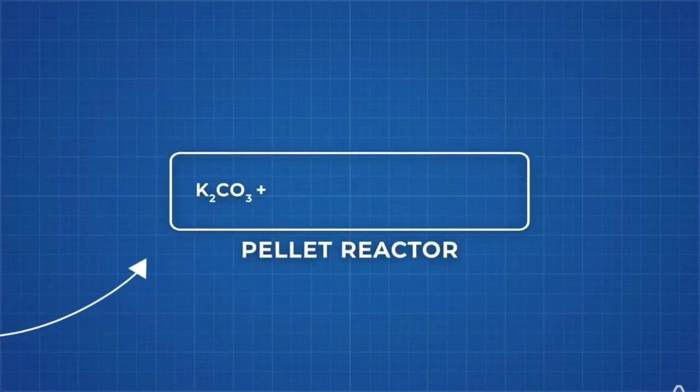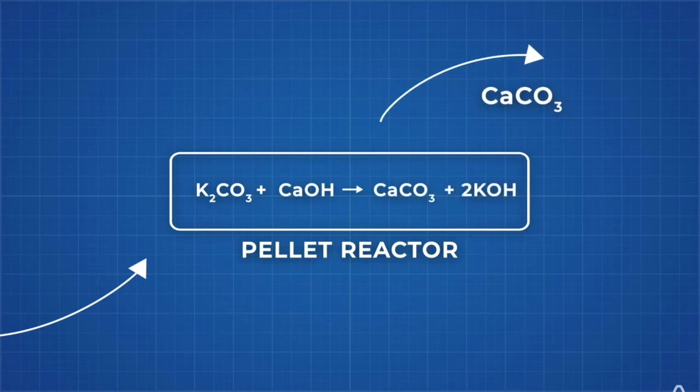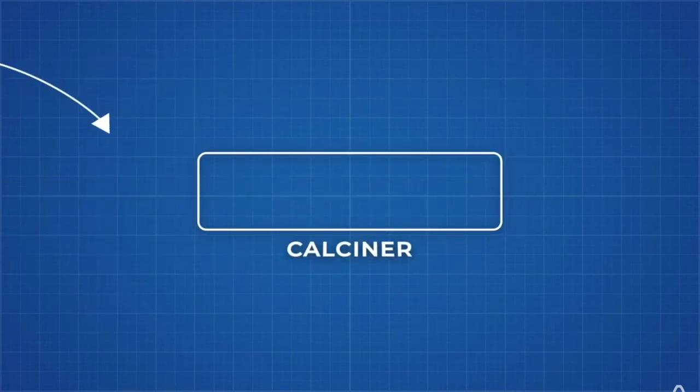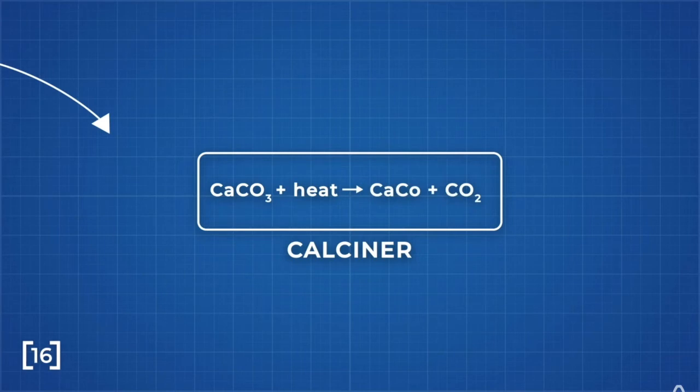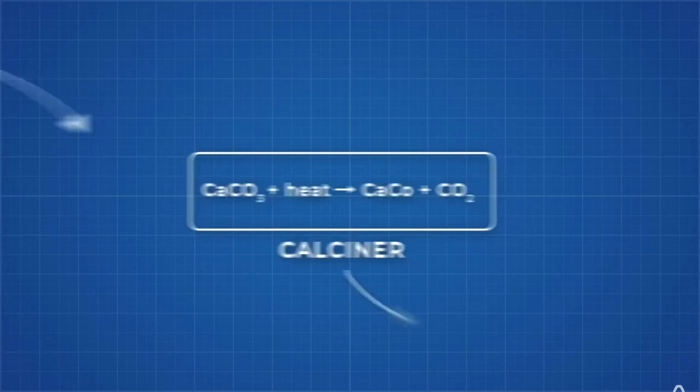The next step involves a pellet reactor, where the carbonate ion reacts with calcium to form calcium carbonate in the form of dried pellets. Then a circulating fluid heats the calcium carbonate pellets to decomposition temperature, breaking them apart to release the carbon dioxide as a gas and leave behind the calcium oxide.